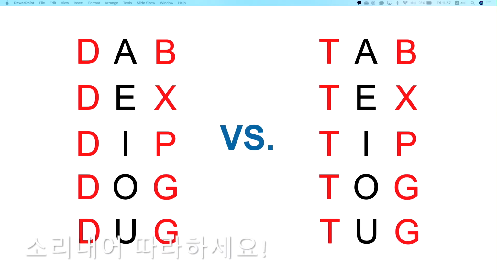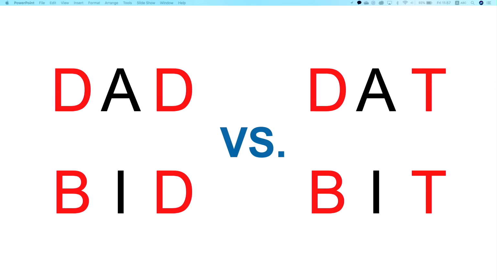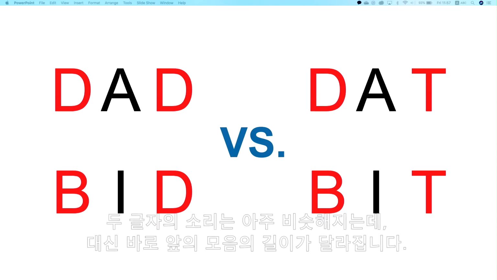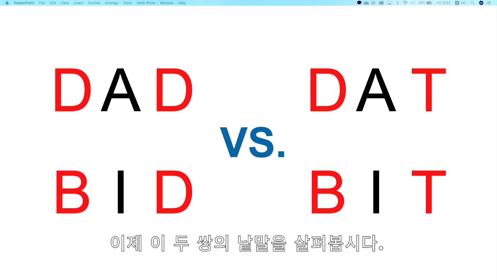Dab, tab. Dex, tax. Dip, tip. Dog, tog. And there are more things you need to know. If D and T is placed at the end of the words, then they sound similar but the length of the vowel is changing. Let's see this pair of words.